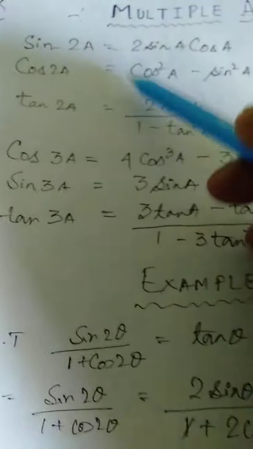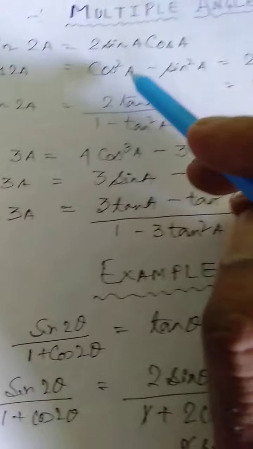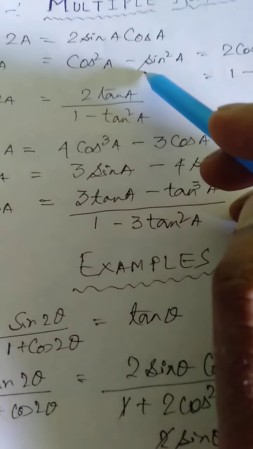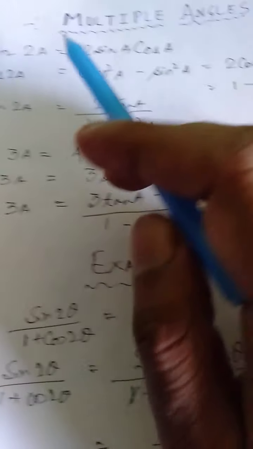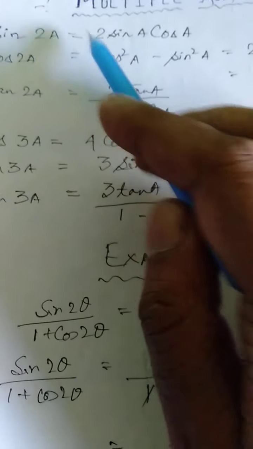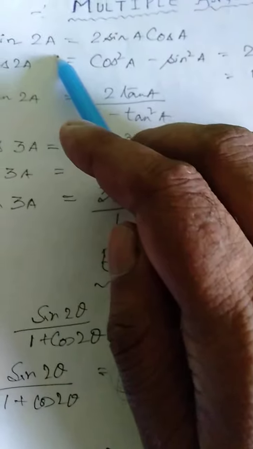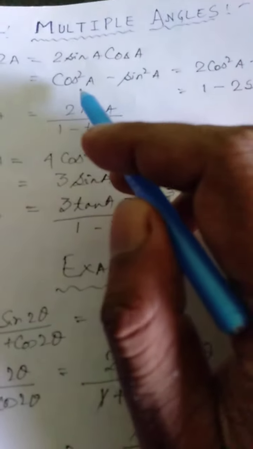Sin 2A is equal to 2 sin A cos A. Cos 2A is equal to cos square A minus sin square A. This formula can be derived from compound angle. Suppose you have the formula of sin (A plus B). In the place of B, you put A, it will become sin (A plus A), and you can derive all this formula from the compound angle formula.